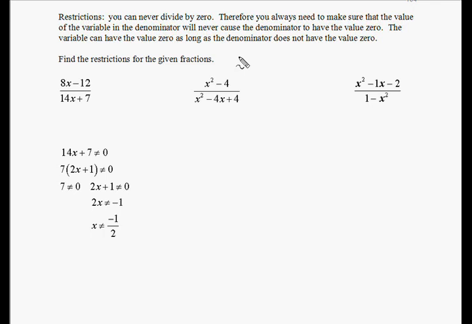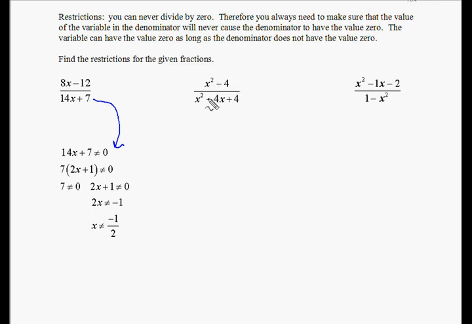So let's find the restrictions for the given fractions. This first example is worked out for you, 8x minus 12 divided by 14x plus 7. All that we're concerned about is the denominator not being 0. So we're looking at that denominator, we factor it, then we set each factor to 0 according to the zero product property, and then we solve, and we find out that the only value x cannot have is negative 1/2.